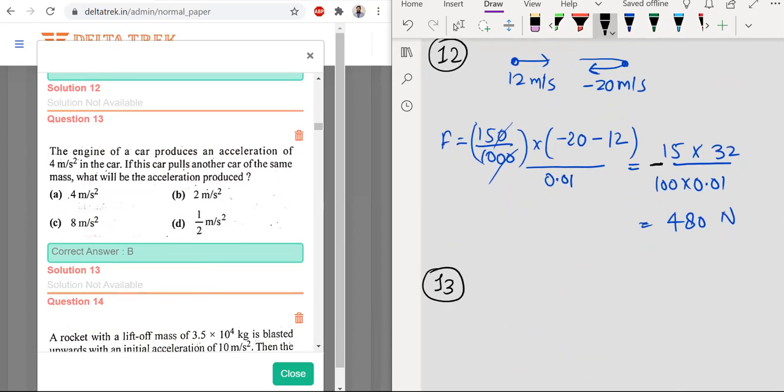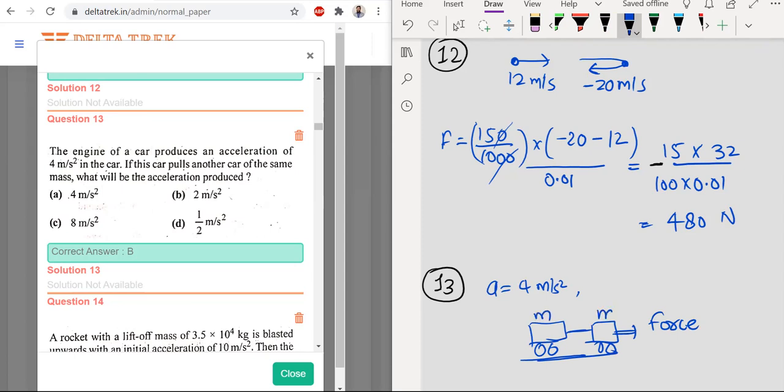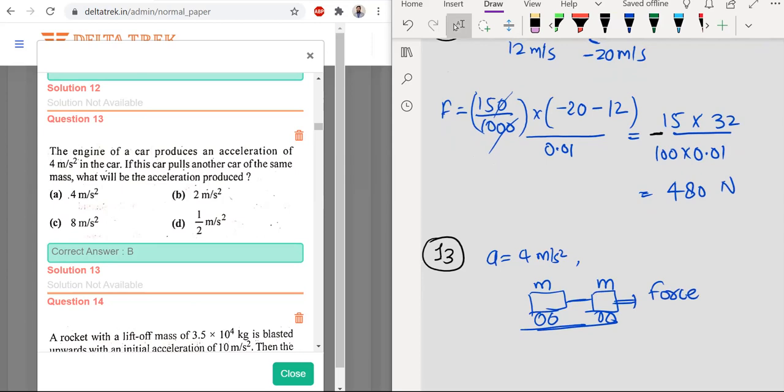Let's see question 13. Now the acceleration of a car is 4. If the car pulls another car, suppose a car is there. Now it is going to pull another car. So the force is fixed, but the mass is doubled now. This is m, this is m. Suppose the force required is mass into acceleration. So acceleration is 4, that means force is 4m.